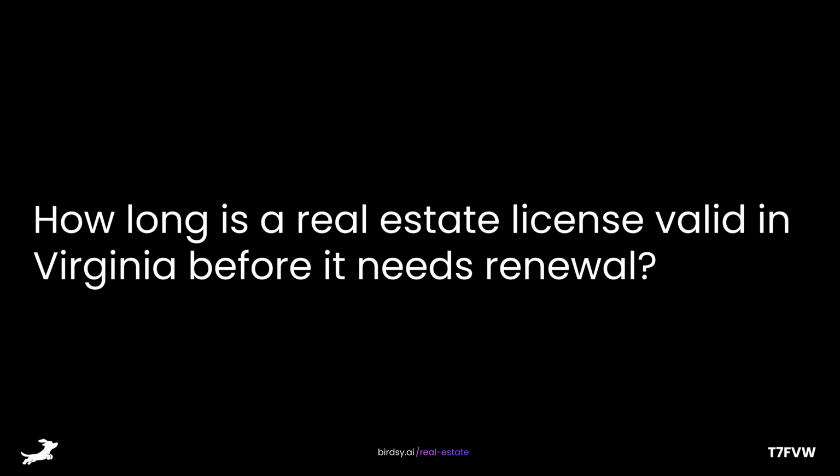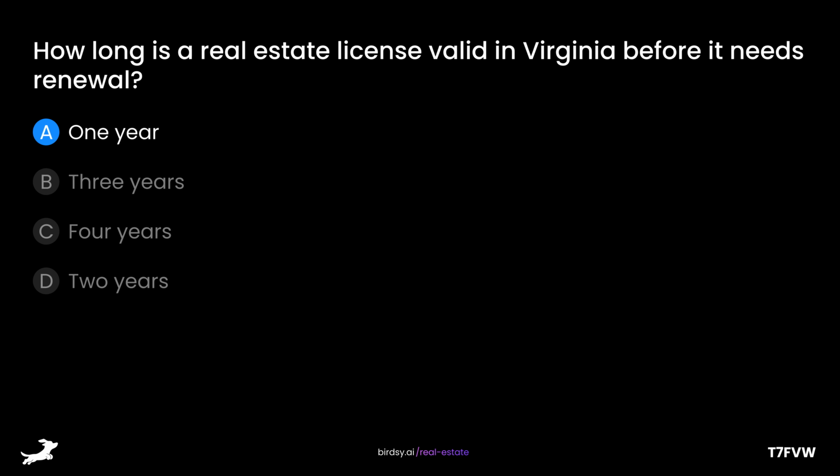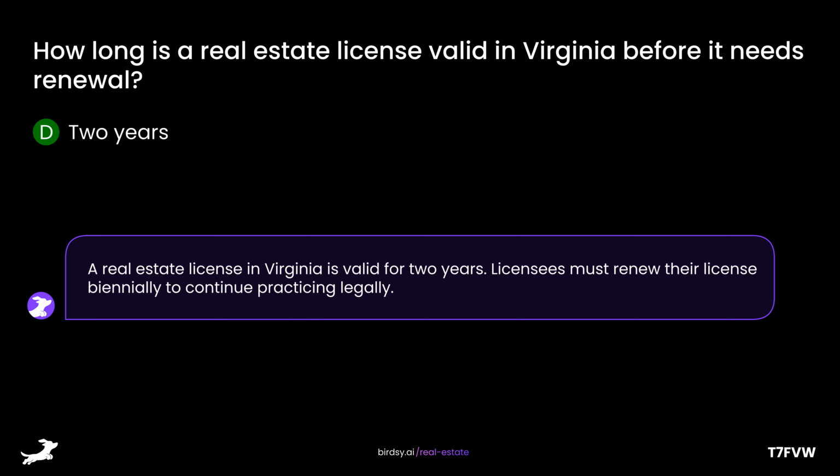How long is a real estate license valid in Virginia before it needs renewal? Is it A, 1 year, B, 3 years, C, 4 years, or D, 2 years? The answer is D, 2 years. A real estate license in Virginia is valid for 2 years. Licensees must renew their license biennially to continue practicing legally.